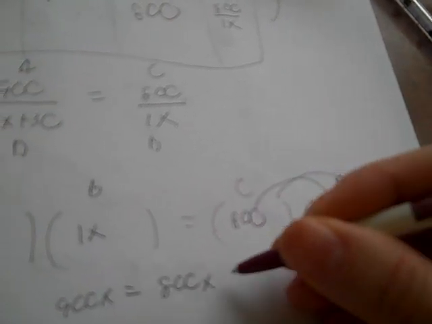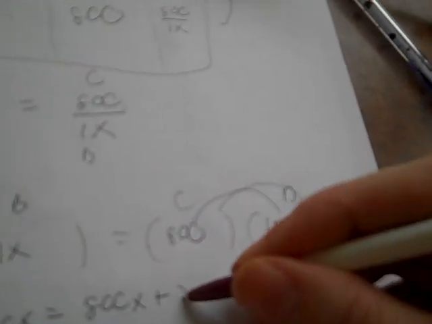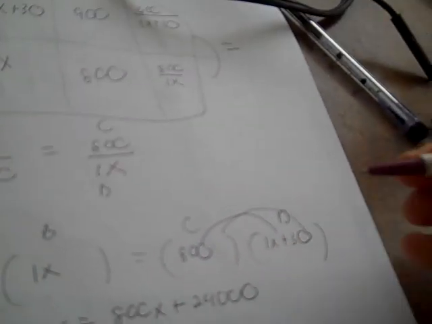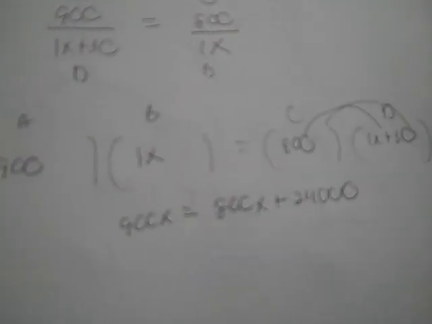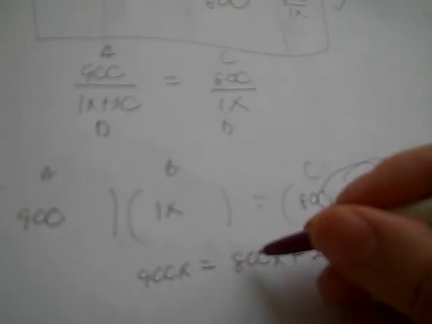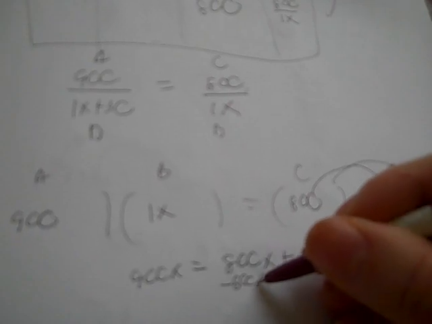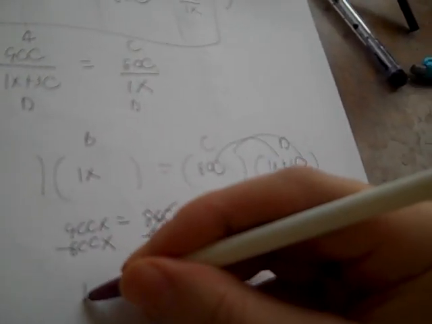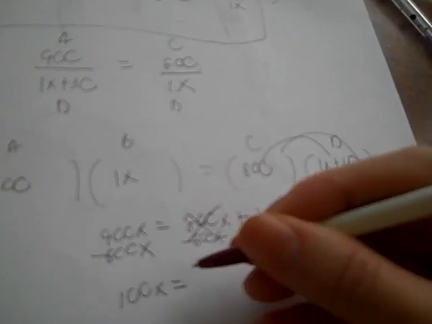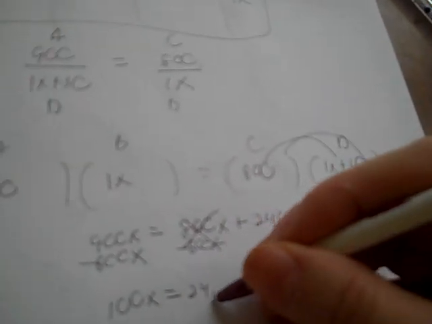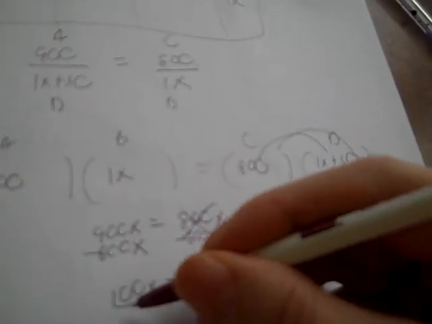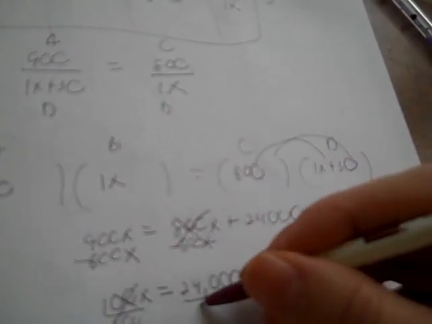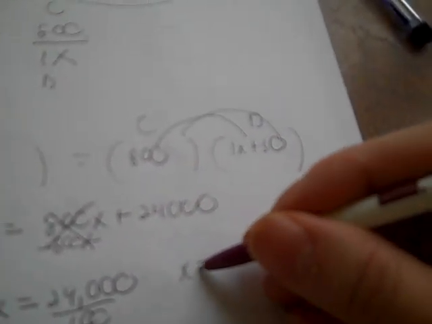On the other side, you distribute 800 to both of these: 800x plus 24,000. You have regular x only, so just pick one to get rid of, probably the 800. So 900 minus 800 is 100x equals 24,000. Then divide by 100, and x is 240.